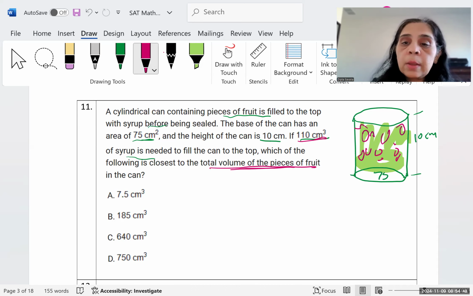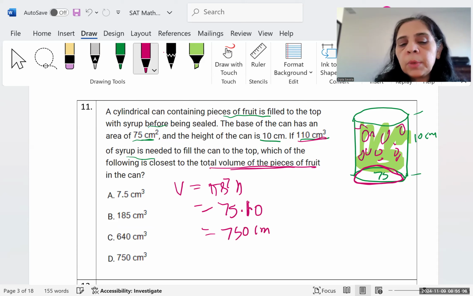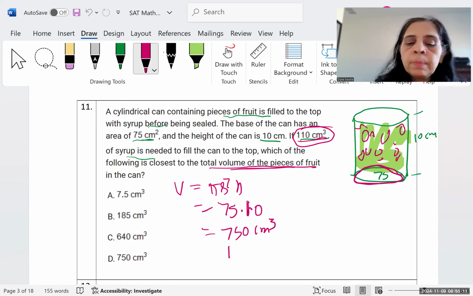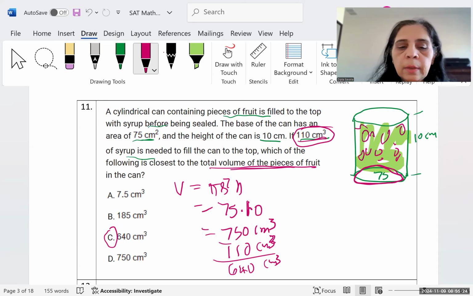So we can find the volume of the whole cylinder, which is V equals pi r square h. Pi r square is the area of this base, which they give you as 75, and height is 10, so 750 centimeter cube. Then the syrup volume is 110, so we can just subtract, and the difference is 640, which is how much fruit pieces we can add.